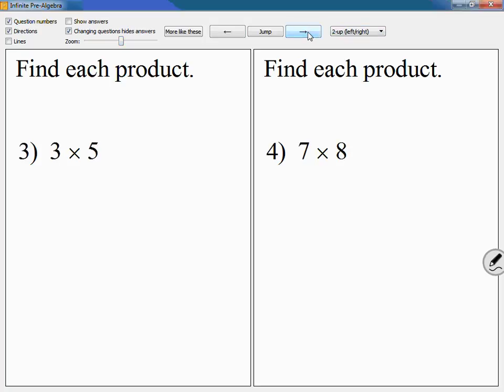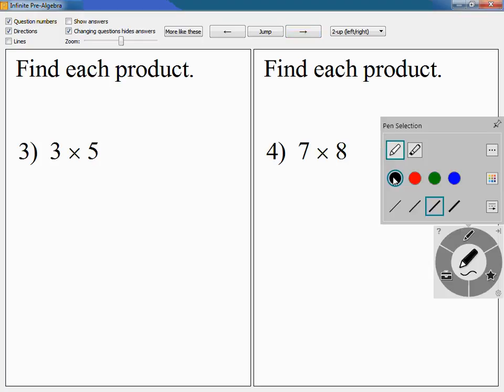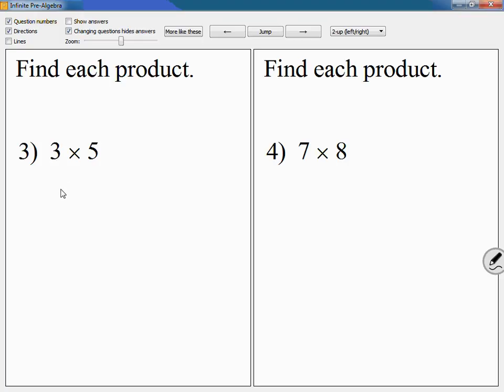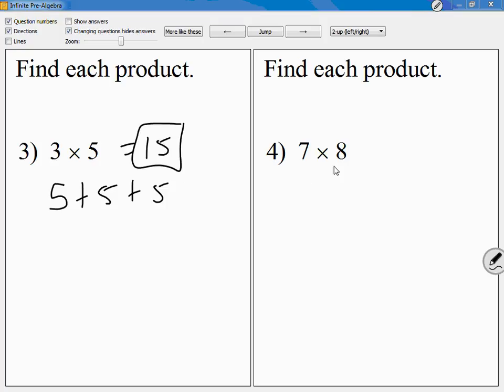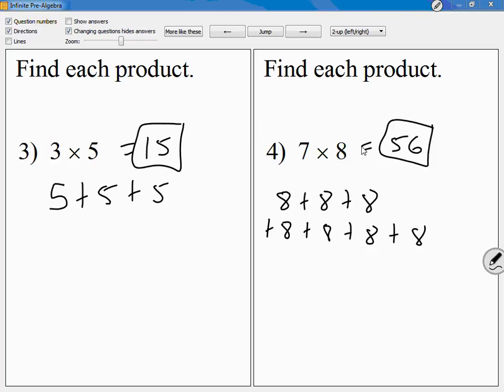Let's take a look at question number 3. I'm asking for either 3 groups of 5 or 5 groups of 3. I'm just going to do 3 groups of 5. 5 plus 5 plus 5, 5 added 3 times, that gives me 15. Next, 7 groups of 8 or 8 groups of 7. I'm going to do 7 groups of 8. I'm going to go 8 plus 8 plus 8 plus 8 plus 8 plus 8 plus 8. If you notice, there's 7 8s. That's what 7 times 8 means. You add them all up, and this should give you 56. So that's what I'm asking from this worksheet.